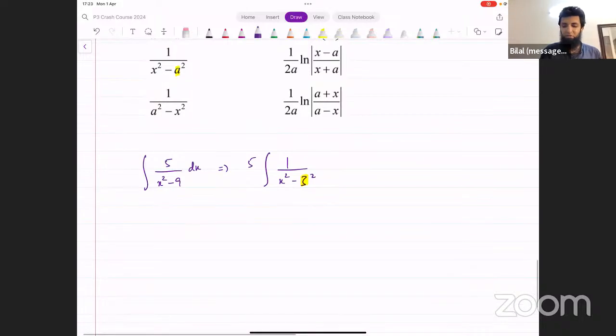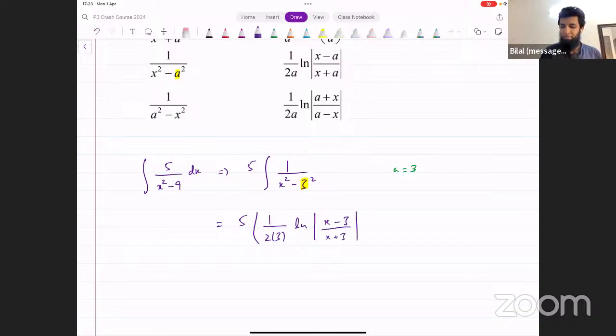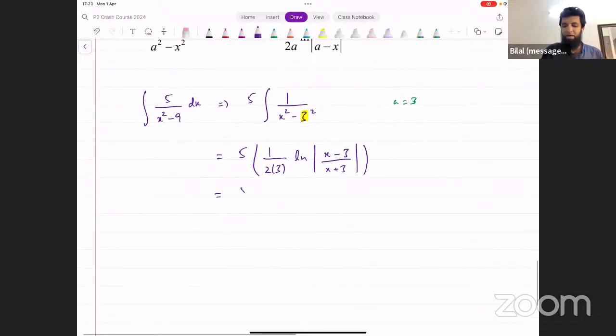You would say the integral of this is going to be 5 outside remains as it is, and then you have 1 over 2a. That means 1 over 2 times 3, because the value of a that you have in this form is 3 in this case. So that's 1 over 2 times 3 into ln of x minus 3 divided by x plus 3. And that's your final result. You would say this is 5 over 6 into ln of x minus 3 over x plus 3.